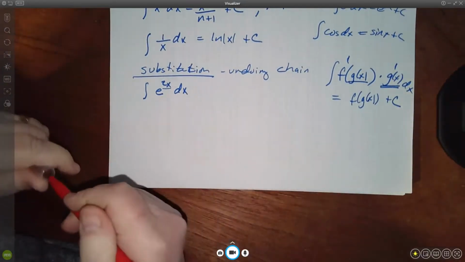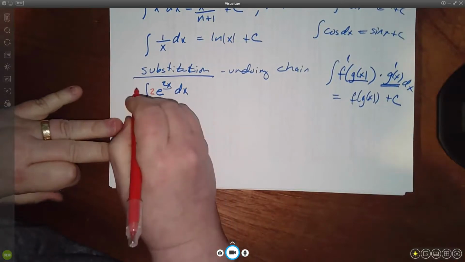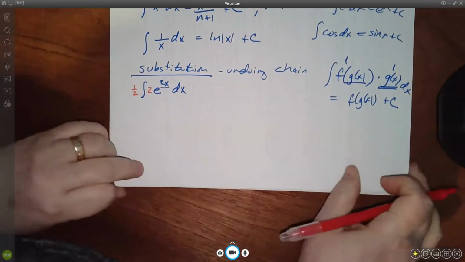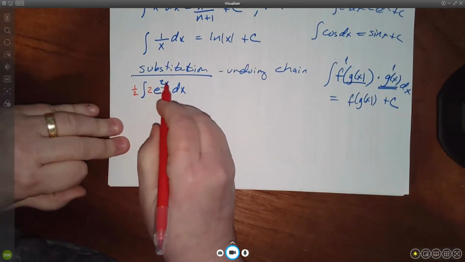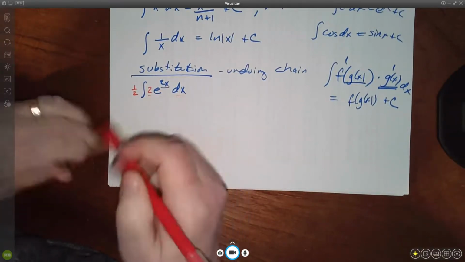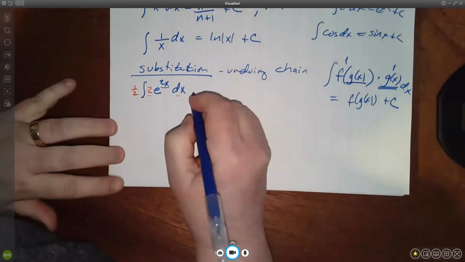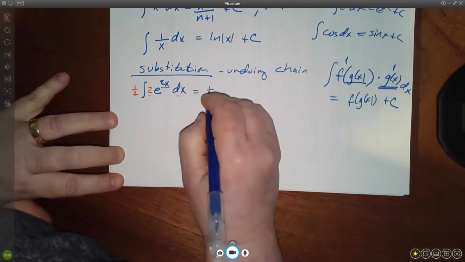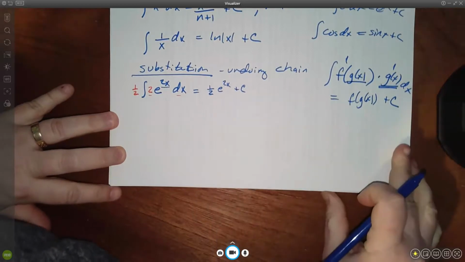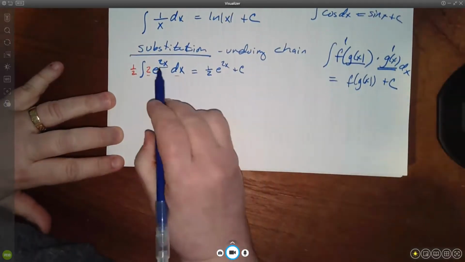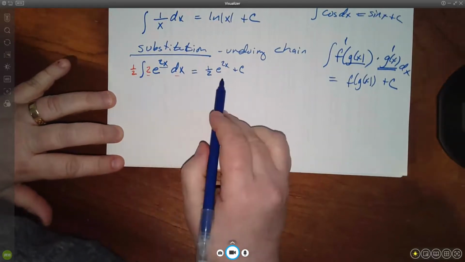So I really want to have a 2 on the outside, but I don't have it. So I put a 2 on the outside and a 1/2 on the in. 2 here, 1/2 there. So basically I have my f with g on the inside and the derivative of g sitting on the outside, but I do have this extra 1/2 floating around that I want to keep. So I integrate that and I have 1/2 e to the 2x plus c. As long as you have an mx, even if the m's not out here, you can integrate it. And what do I mean by that?